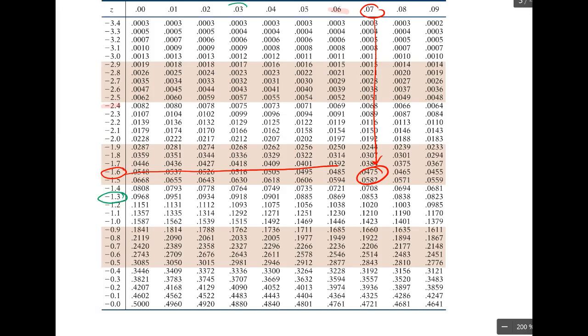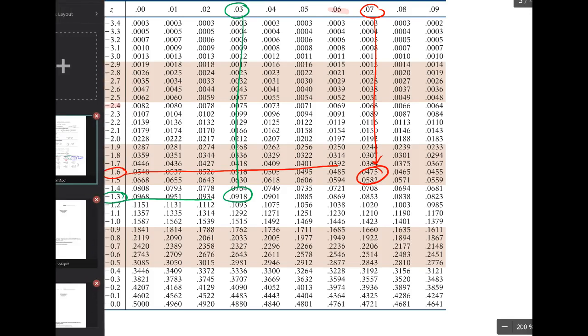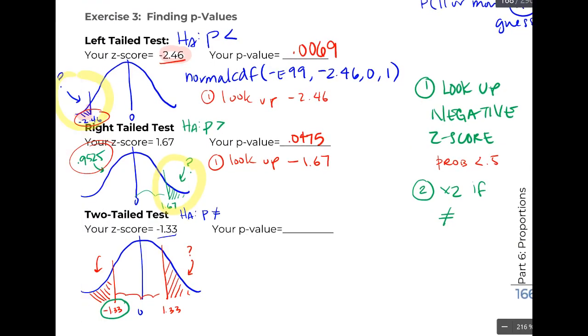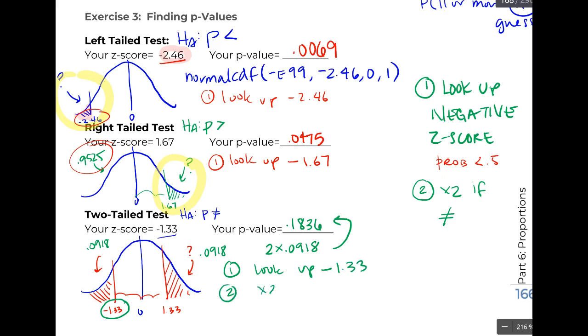1.33, 0.0918, and that's this left side, 0.0918, which means this right side is also 0.0918, and our p-value is just going to be 2 times 0.0918, which is 0.1836. Alright, so if we write down what we did, we're going to look up negative 1.33 and then times 2 because we're doing a two-tailed test.